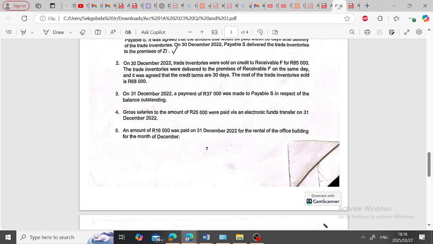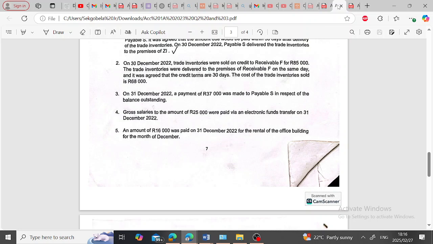Fine. So we are done with the recognition of the revenue and the receivable. We come now to the cost of sales. So for cost of sales, it's an expense, and expenses increase on the debit side. So the contra account for cost of sales is going to be what? Trade inventories of how much? 68,000 rands. Right?